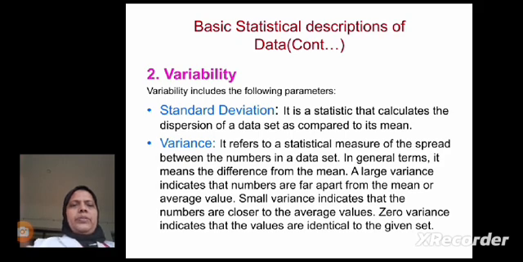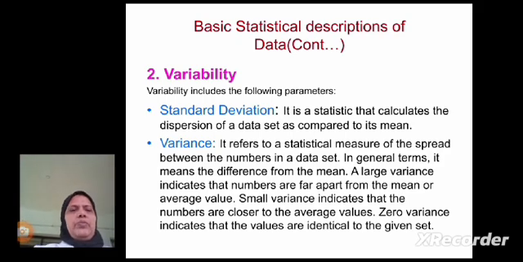The second parameter, variance, refers to a statistical measure of the spread between the numbers in a data set. In general terms, it means the difference from the mean. A large variance indicates that numbers are far apart from the mean or average value. Small variance indicates that the numbers are closer to the average value. Zero variance indicates that the values are identical in the given set.